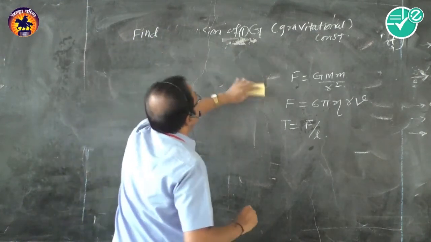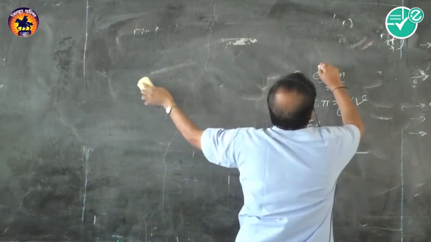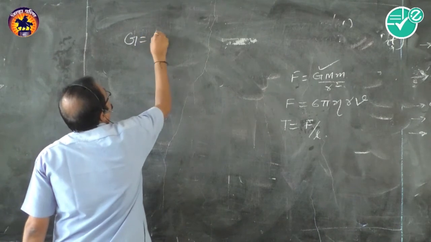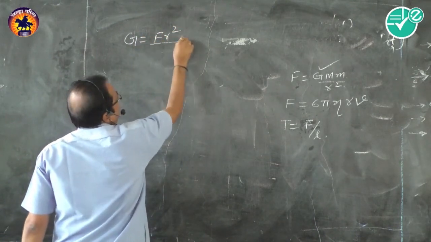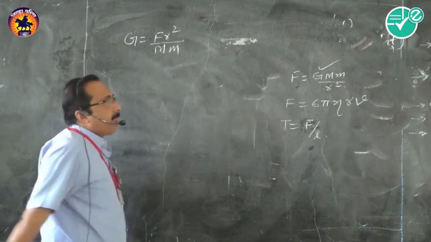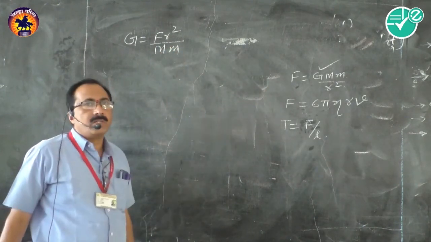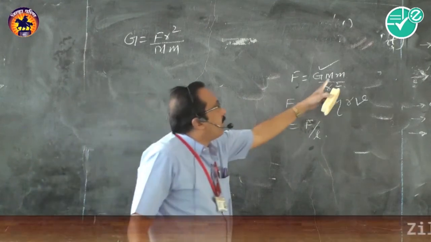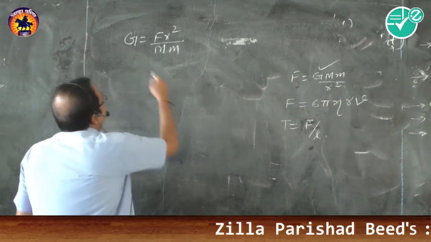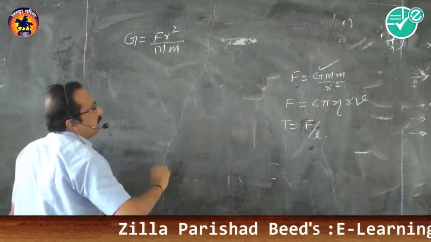What is given? We have to find first of all the dimensions of G. So G is equal to F r square, just I have simplified it, upon m into m. We know that the force of attraction between any two bodies is directly proportional to the product of the masses and inversely proportional to the square of distance between them. So we know this popular equation, and it is the gravitational constant, isn't it?